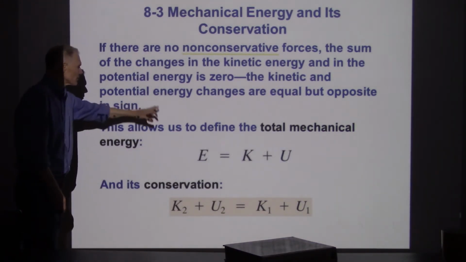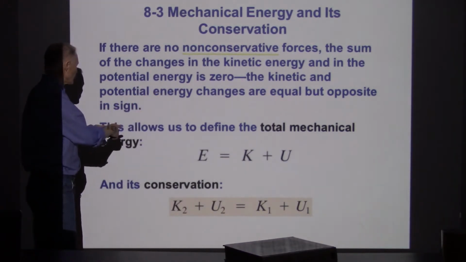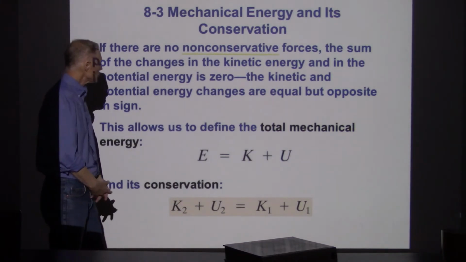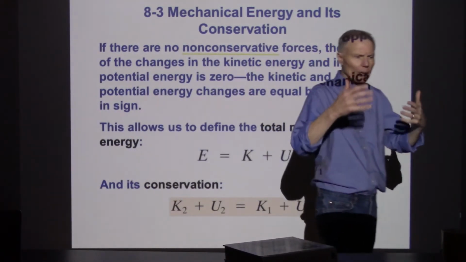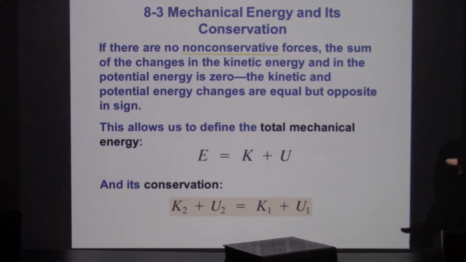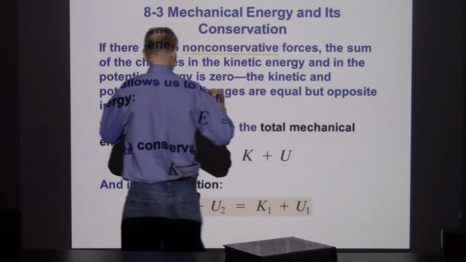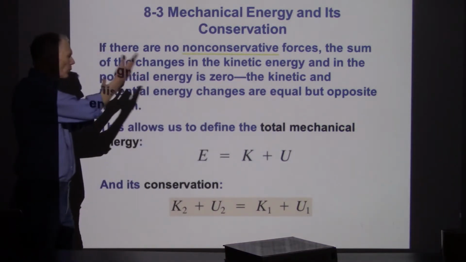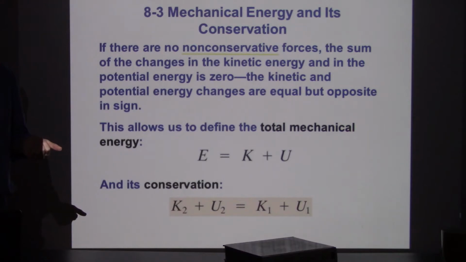So that allows us to define what we call the total mechanical energy of a system. The total mechanical energy of a system includes adding together all of the kinetic energies and adding together all of the potential energies. And then if the energy is conserved, let's think in terms of, what would this apply to? If this is the roller coaster, right?